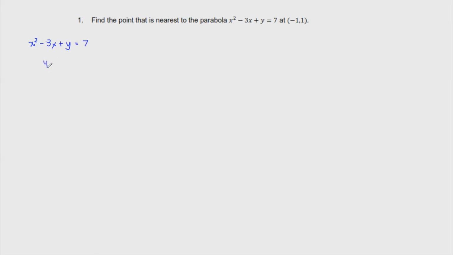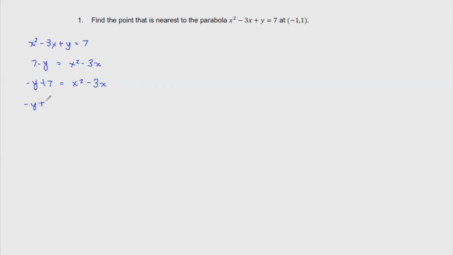So I'll be transposing this y at the right side, so that will be 7 minus y, and then this is equal to x squared minus 3x. And we know that when we express a parabola, we should be rewriting this as if it's positive y and then equal to something. Syempre, the rest is x. So I'll be rewriting this into negative y plus 7 is equal to x squared minus 3x. And then, of course, this one is x squared, so I'll need to complete the square.